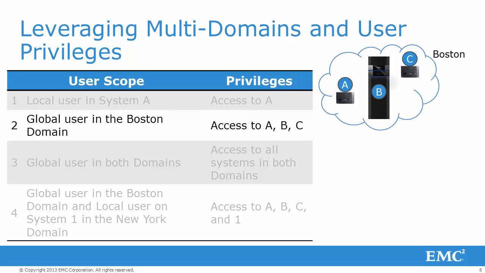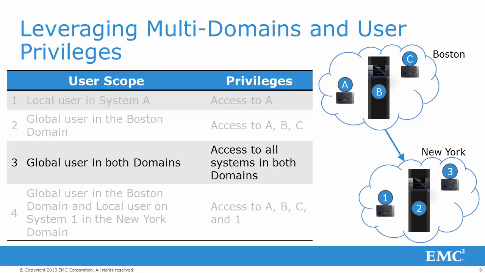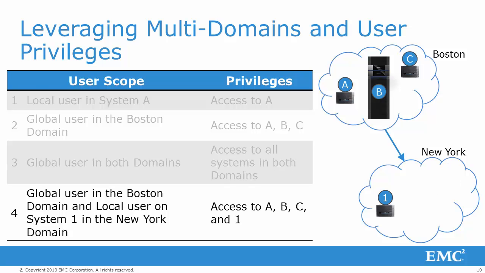In scenario 2, the user account is provided global scope in the Boston domain. In this case, the user will be able to manage all the systems in the Boston domain. In scenario 3, the user has global scope in both domains, and therefore all the systems in both Boston and New York domains can be managed. In scenario 4, the user account has a global scope in the Boston domain and local scope on system 1 in the New York domain. In this case, the user will be able to manage all systems in the Boston domain and only system 1 in the New York domain.